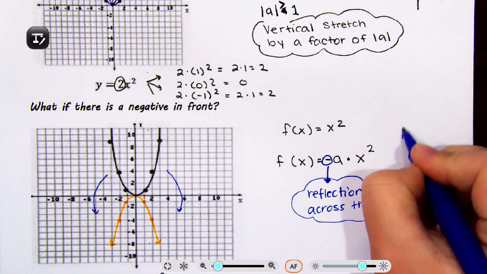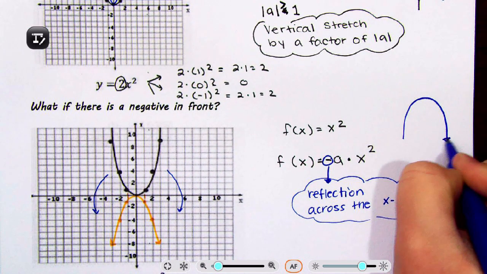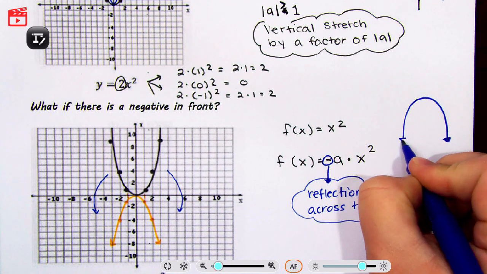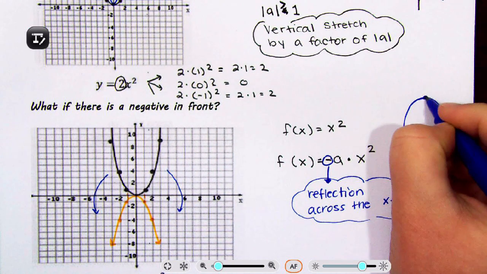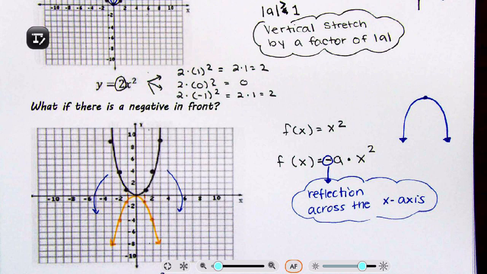So if you see a negative a, there's a reflection across the x-axis, which means your graph will look like an upside down, like a frowny face, like an upside down U. You will have your vertex here, but it will be upside down anytime you have a negative a in the front of your equation.